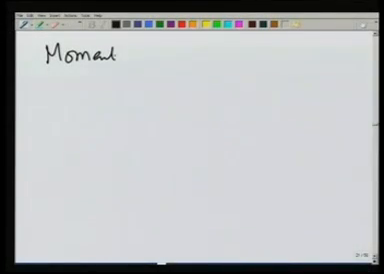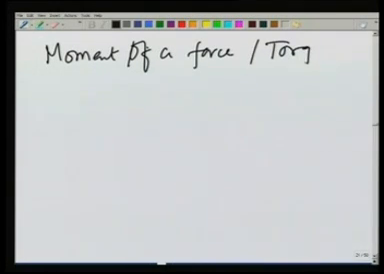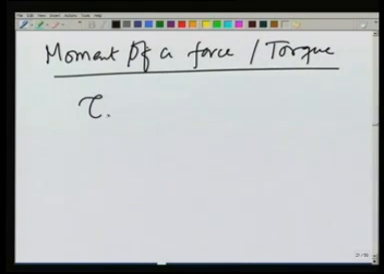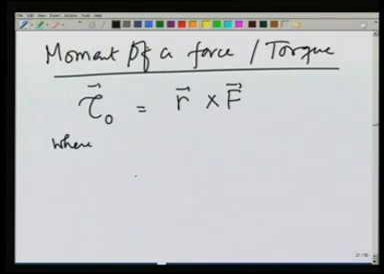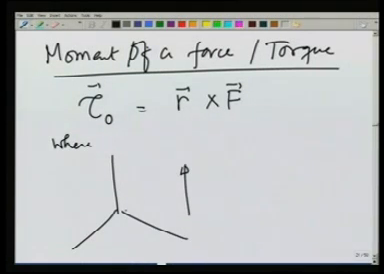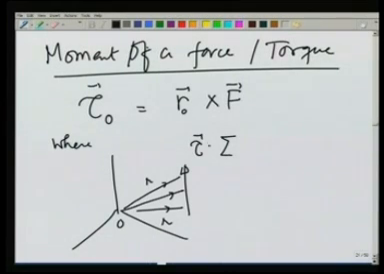As indicated earlier, the moment of a force or torque is given by R cross F, where R is a vector from the origin to any point on the line of action of the force. If there are many forces, then the total torque is going to be equal to the sum of all these torques, which is going to be summation R_iO cross F_i.